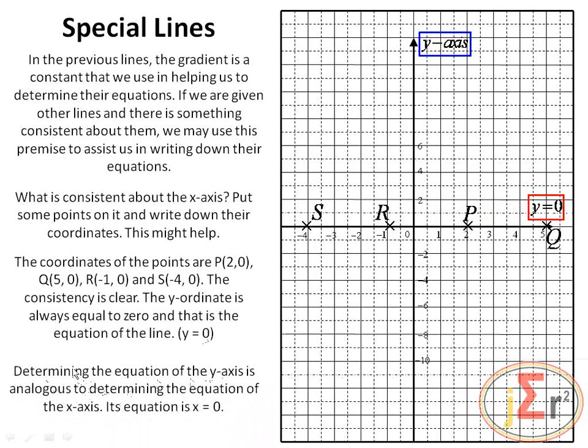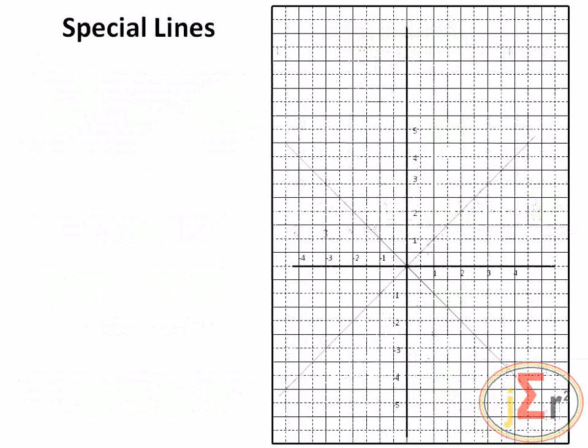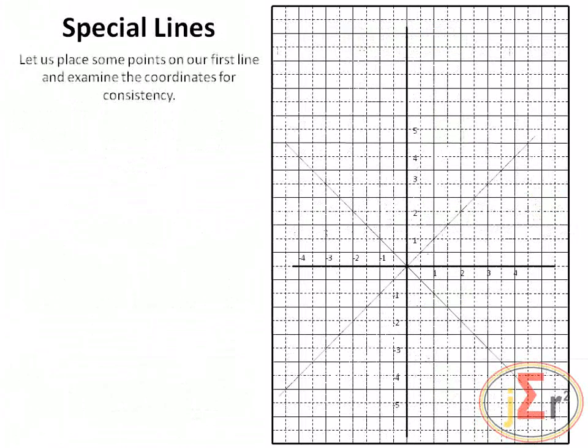Determining the equation of the y-axis is analogous to determining the equation of the x-axis. Its equation is x = 0. Continuing with our special lines, let us place some points on our first line and examine the coordinates for consistency. So that is our first line.